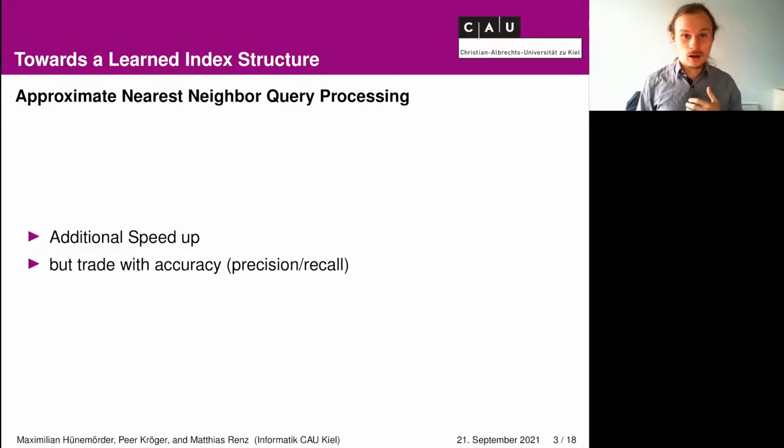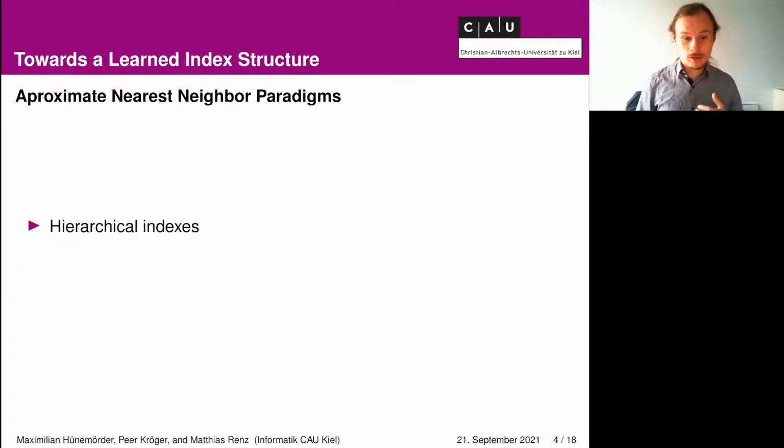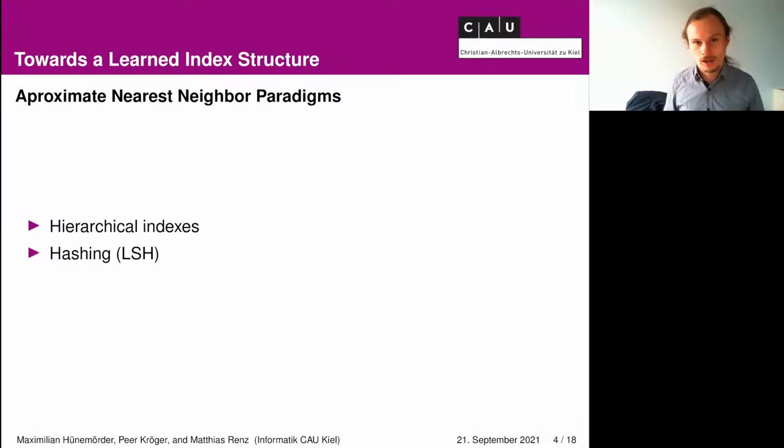Methods that are doing this have existed for a long time. We have traditional hierarchical index methods that also work for exact queries and that can be changed to work with approximate nearest neighbor queries. We also have, very importantly, the hashing methods, famously locality sensitive hashing, for bigger data.